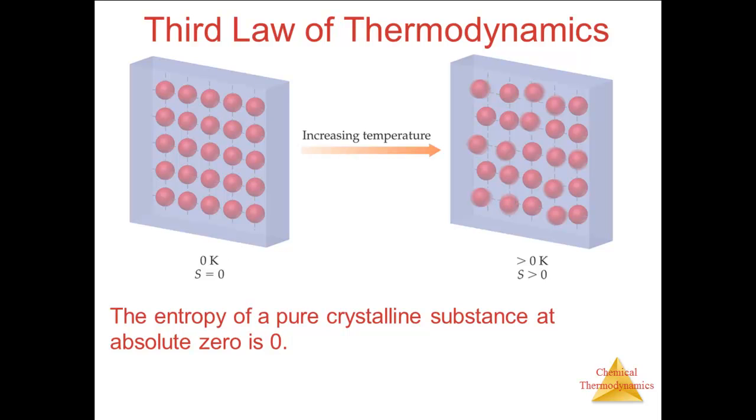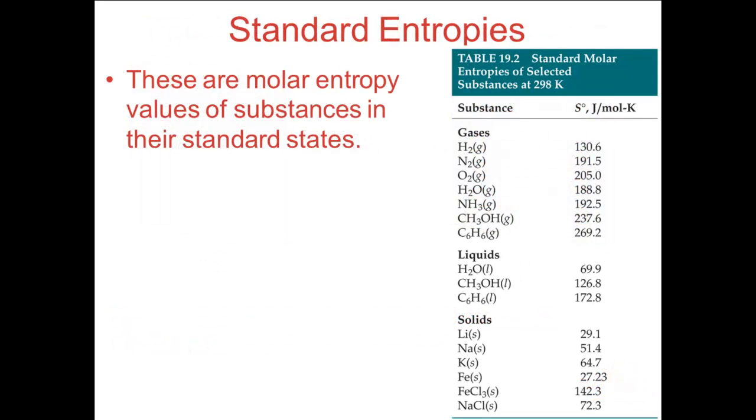Knowing the entropy at some particular temperature allows us to know the absolute entropy of a substance, since entropy is a state function. The absolute entropy is the entropy change as the substance is brought from a crystalline solid at absolute zero to whatever the current state of the substance is. Some examples of standard molar entropies are given here. A more complete list is in Appendix C in your textbook.